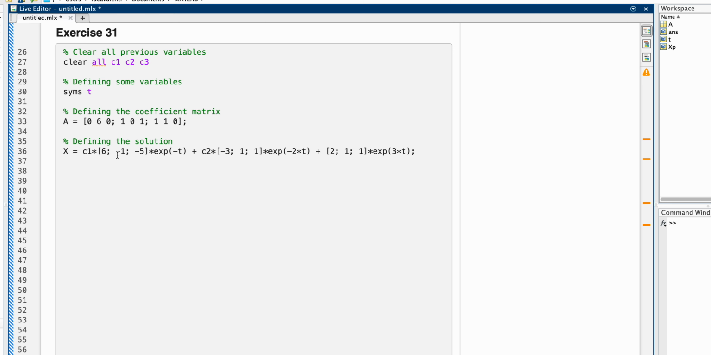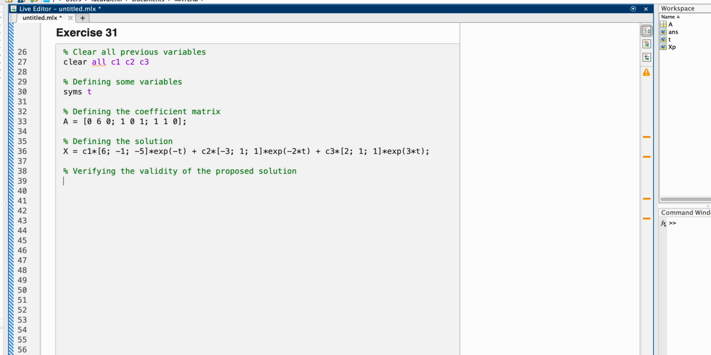So C1, 6, -1, -5 times e to the -t plus C2 times the vector -3, 1, 1, e to the -2t plus C3. See, I forgot the C3 here, but that's important. So I'll put it in there, and then 2, 1, 1, e to the 3t. Okay, well, now that we have that, we can see if this solution is right. So verifying the validity of the proposed solution.